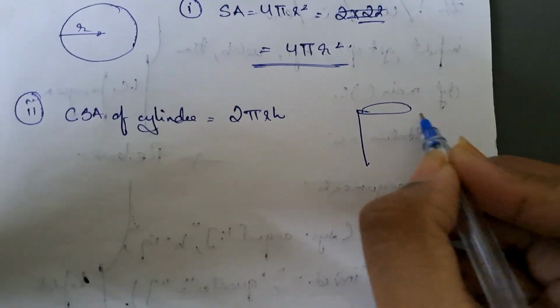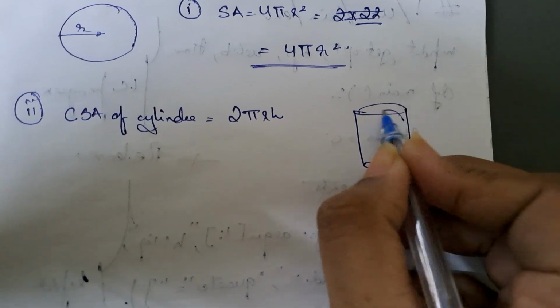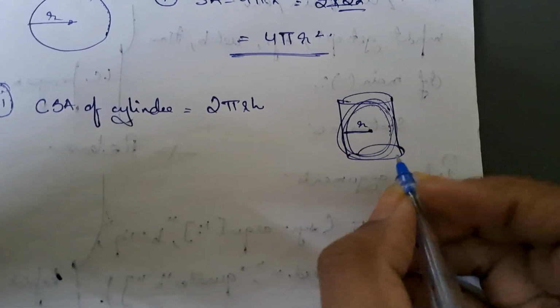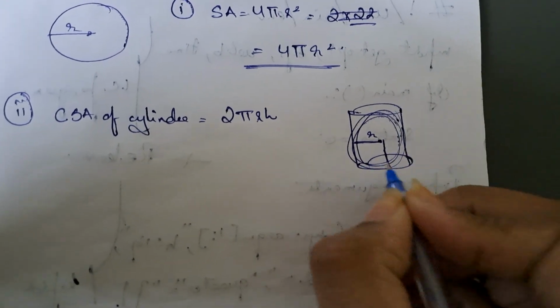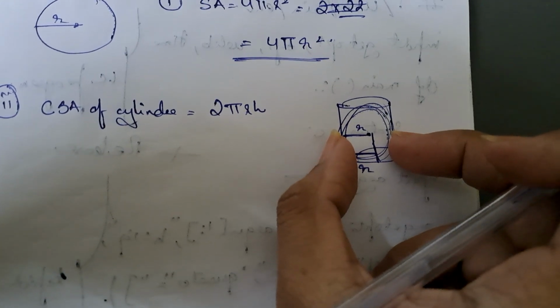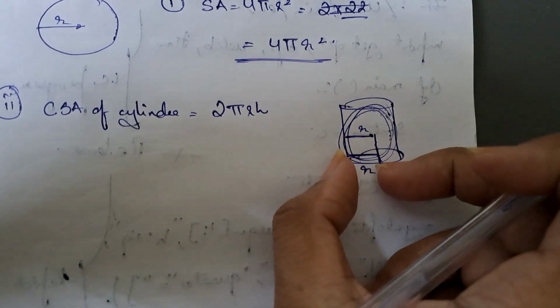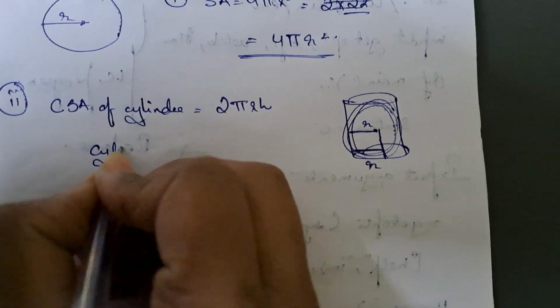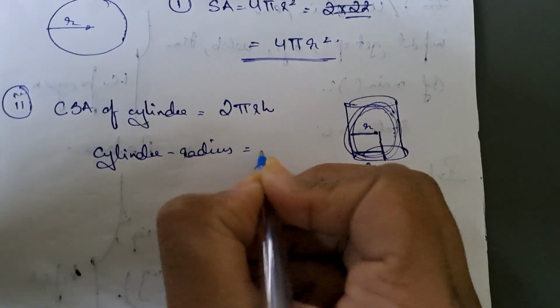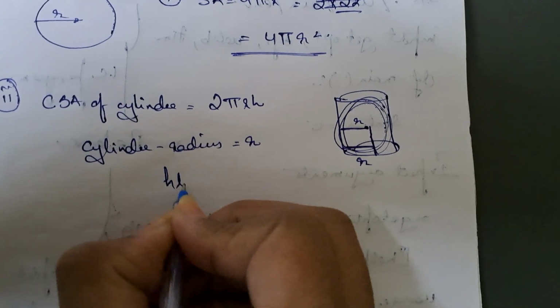Now this is the cylinder in which the sphere is standing. The sphere radius is given to me as r. So the cylinder radius is also r, isn't it? Because the sphere is fitting exactly into the cylinder, they're both the same. So the cylinder radius is equal to r.